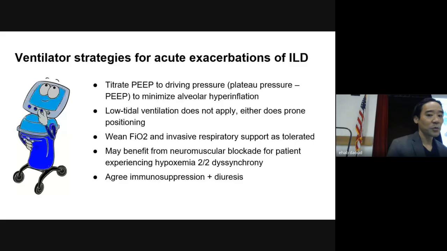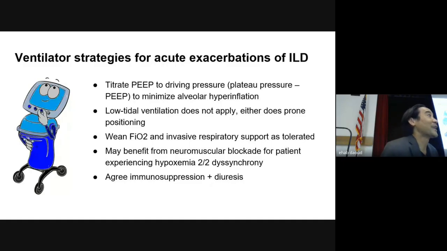As for FiO2 and invasive respiratory support, we'll wean it as fast as we can as tolerated. Some of these patients may benefit from neuromuscular blockade, especially if ventilator dyssynchrony is causing some hypoxemia. Not every patient needs to be on neuromuscular blockade. Generally, once we get to this point, we're starting to think of these patients as needing perhaps high-dose steroids or neuromuscular blockade to get them through their severe hypoxemia.